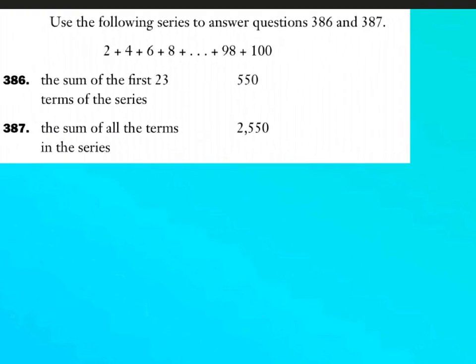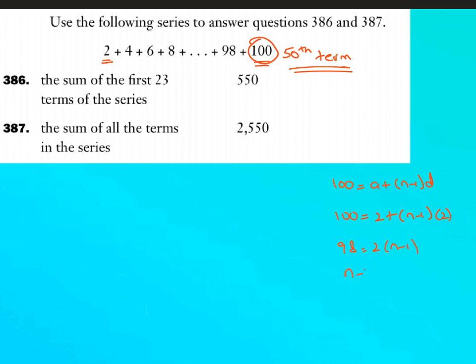Now same series, but in this one they're saying find the sum of all the terms in this series, basically from here till here. Again, you can use the term formula to find the number of terms, but again it's pretty obvious this is going to be the 50th term. If you want to use the formula, that would be 100 equals a plus n minus 1 d. We have a as 2. We don't know n, and d is also 2. So if I solve for n, 98 equals 2 times n minus 1. n minus 1 is 49, hence n is 50. So there are 50 terms.